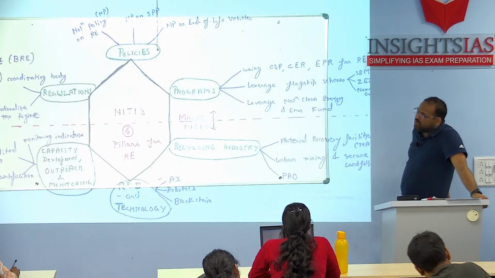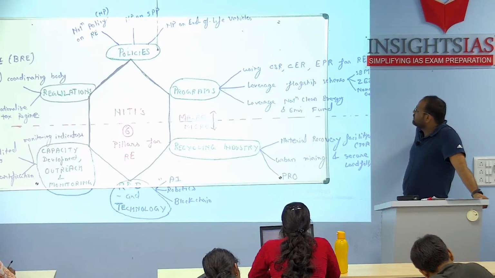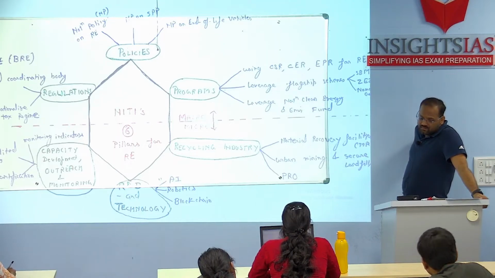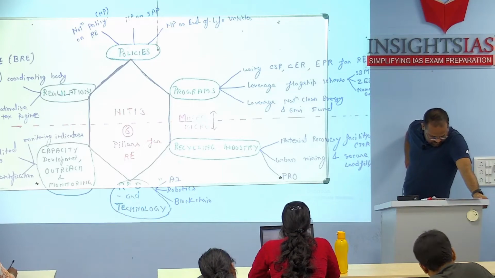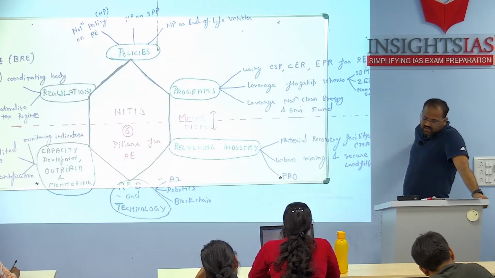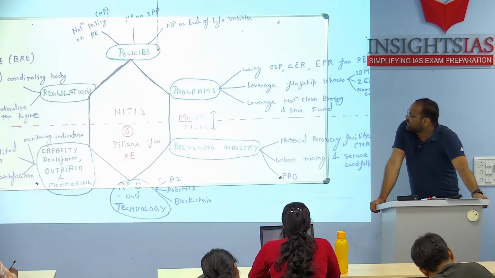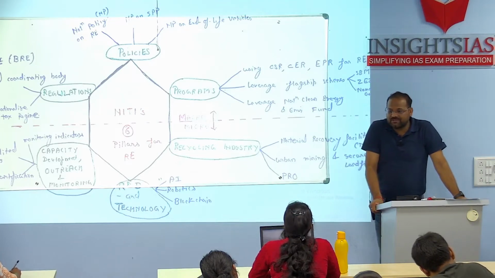Second point within program only is try to leverage flagship schemes like Swachh Bharat Mission, Zero Effect, Zero Defect scheme, Smart Cities, Ganga Rejuvenation Mission or Namami Gange, you can write. Then third point within program is leverage National Clean Energy and Environment Fund. So program is done.